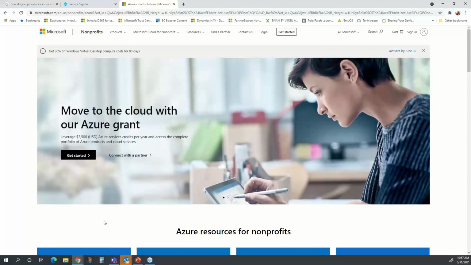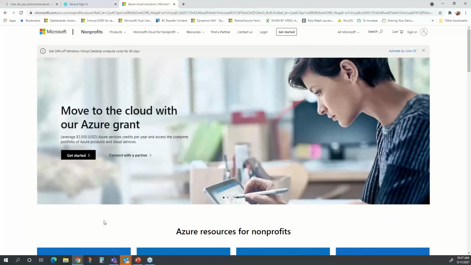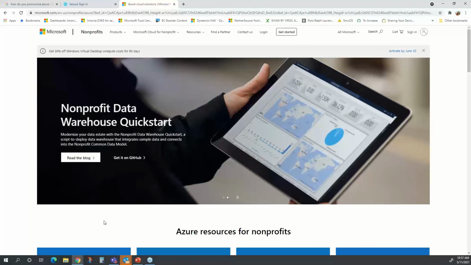That's relatively new. I think that's something that's in the last maybe two to three years that gives nonprofits $3,500 of Azure credits per year. So definitely, if you're a nonprofit, talk to your partner about that and look to take advantage of it.